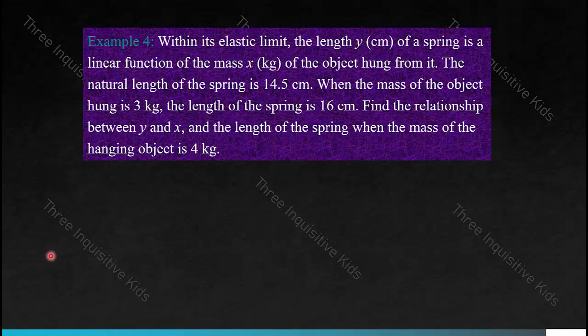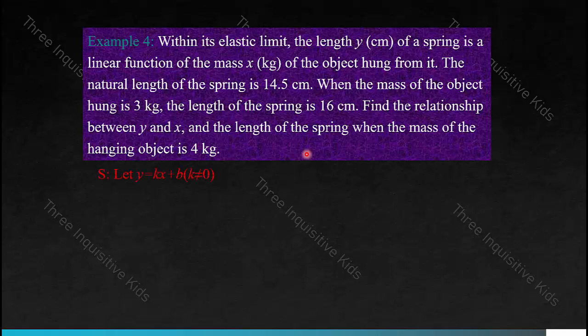The natural length of the spring is 14.5 centimeters. When the mass of the object hung is 3 kilograms, the length of the spring stretches to become 16 centimeters. Find the relationship between y and x and the length of the spring when the mass of the hanging object is 4 kilograms. It's asking for 2 things here.